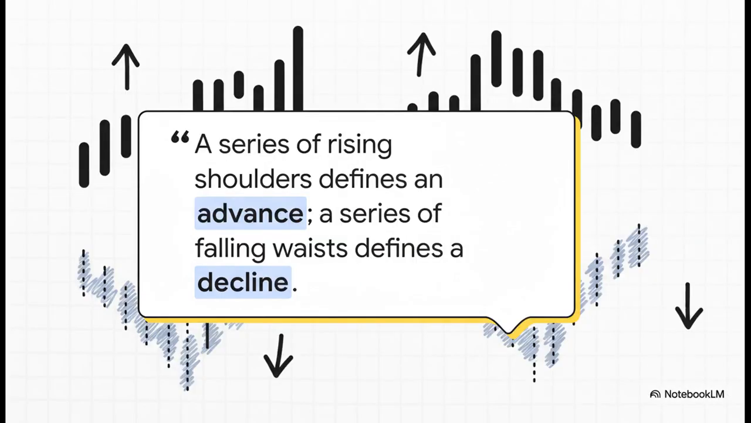And hey, don't just take my word for it. Steve Nison, the guy who basically brought all of these amazing Japanese charting techniques to the Western world, put it perfectly. You're just looking for a series of higher highs or rising shoulders for an uptrend, and a series of lower lows or falling waists for a downtrend. The Kagi chart just makes seeing it unbelievably easy.